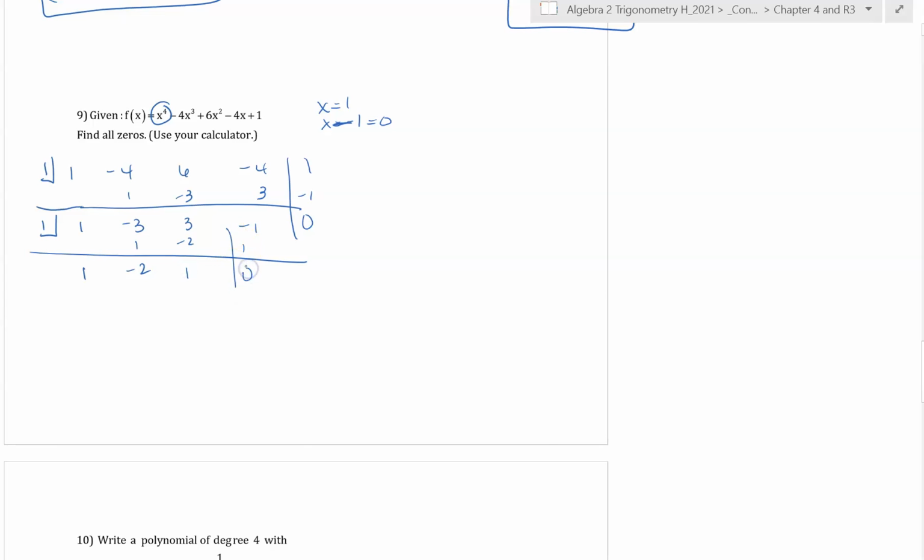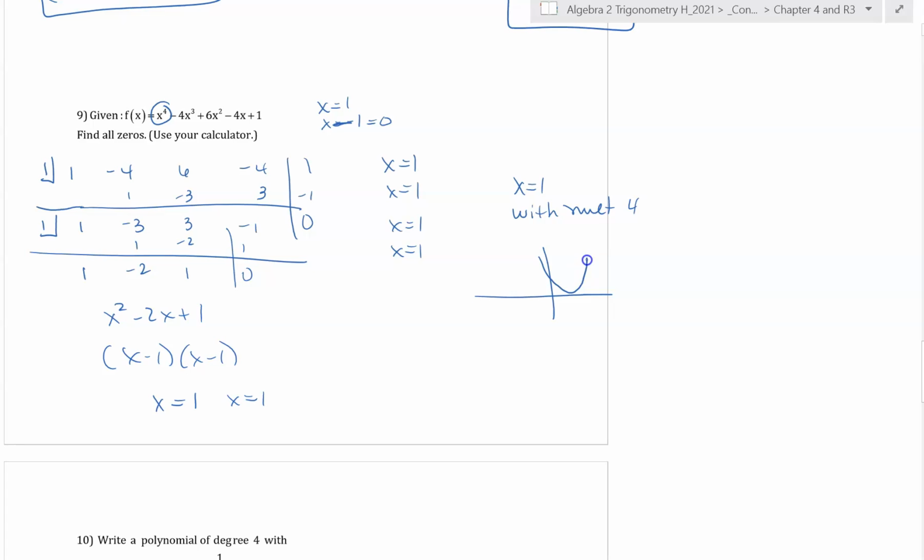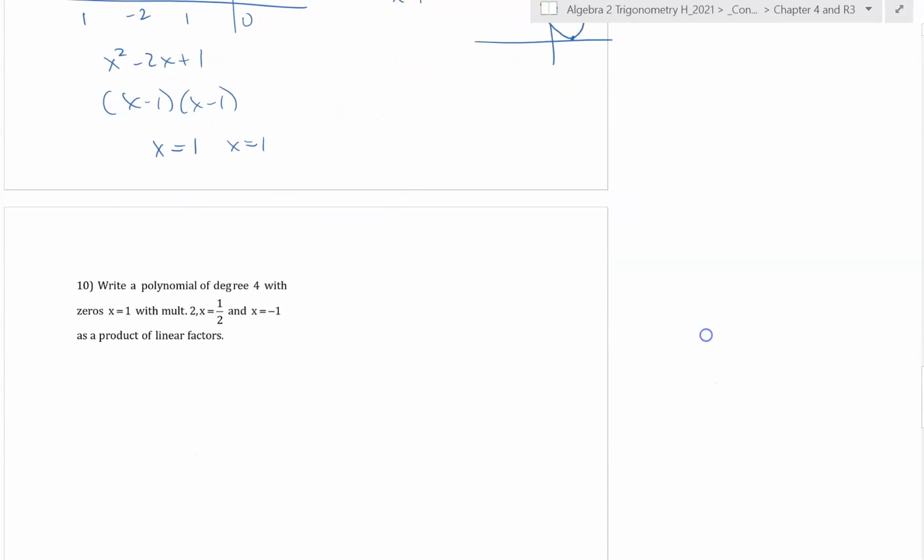And it does. Okay, so notice x equals 1, and then x equals 1 again. Now we're left with x squared minus 2x plus 1, which we could factor. And we realize that this problem actually has the same zero 4 times. So x equals 1 with multiplicity 4. I'm not sure if the calculator really helped, but when you looked here, you realize since it bounced at 1, that it had to have an even multiplicity.